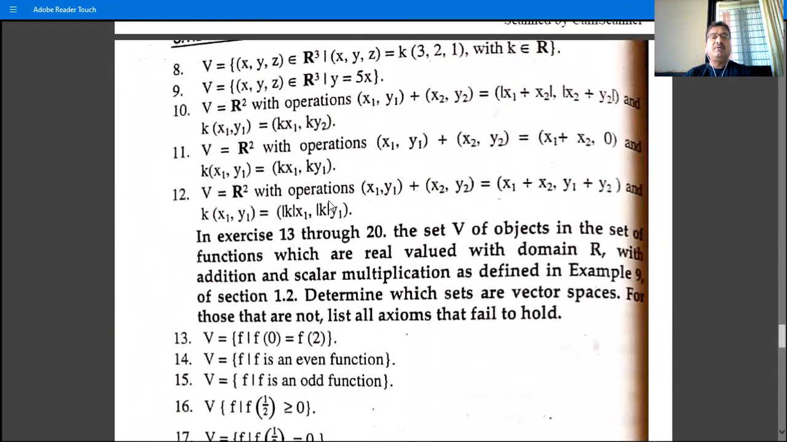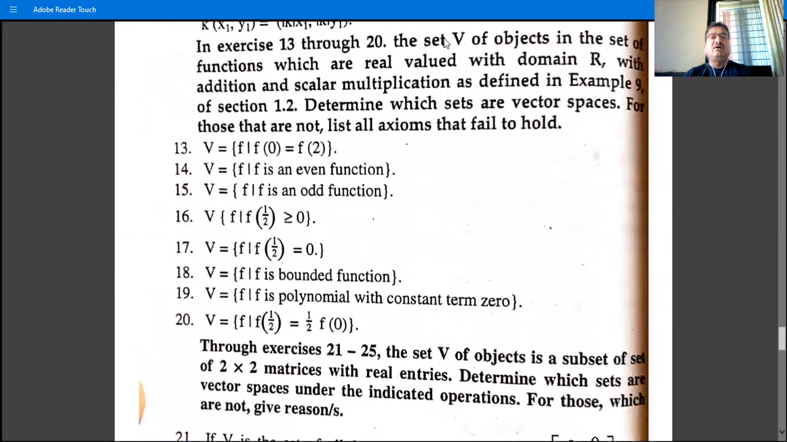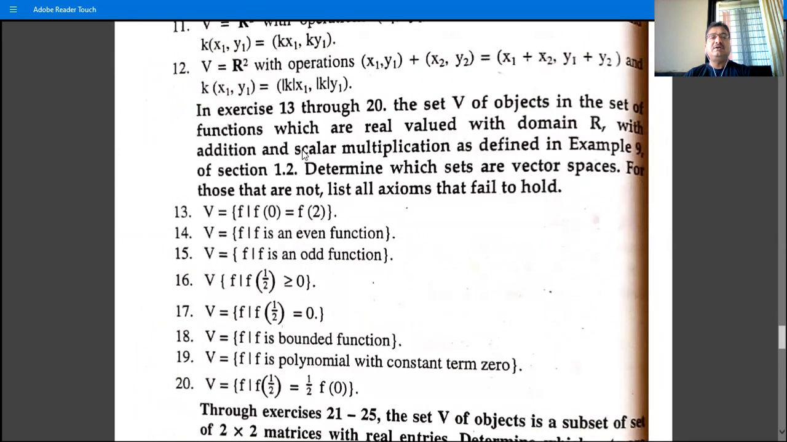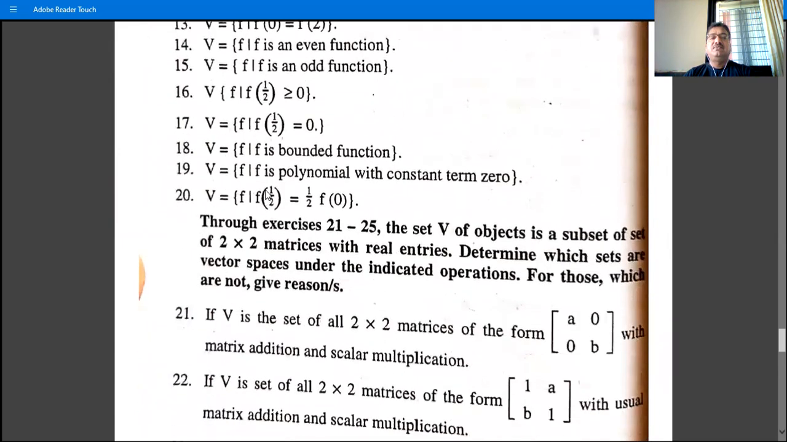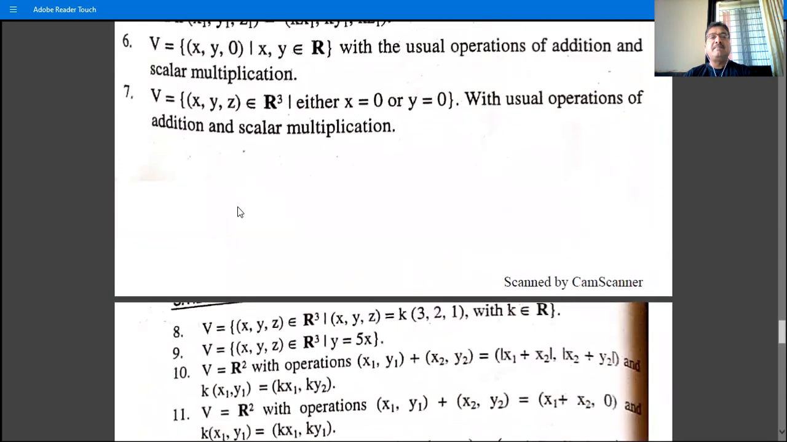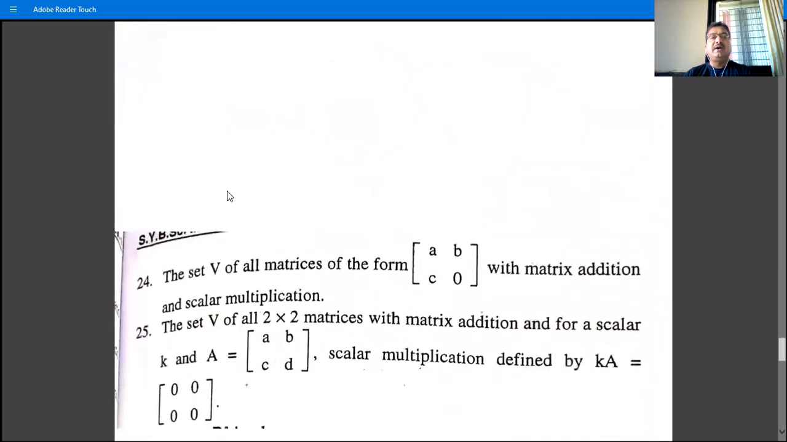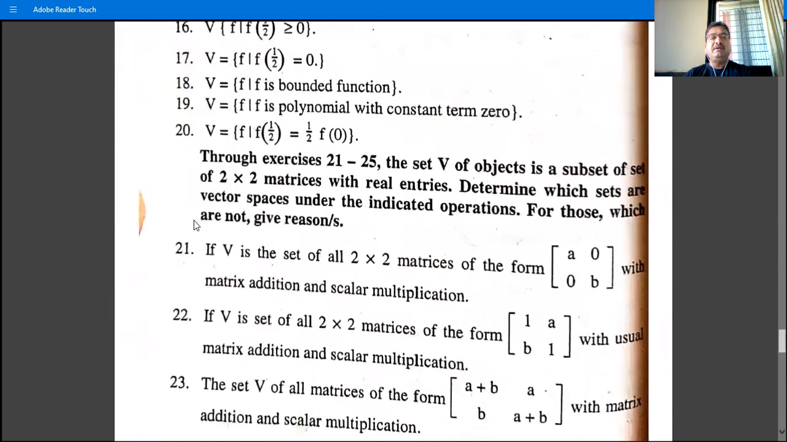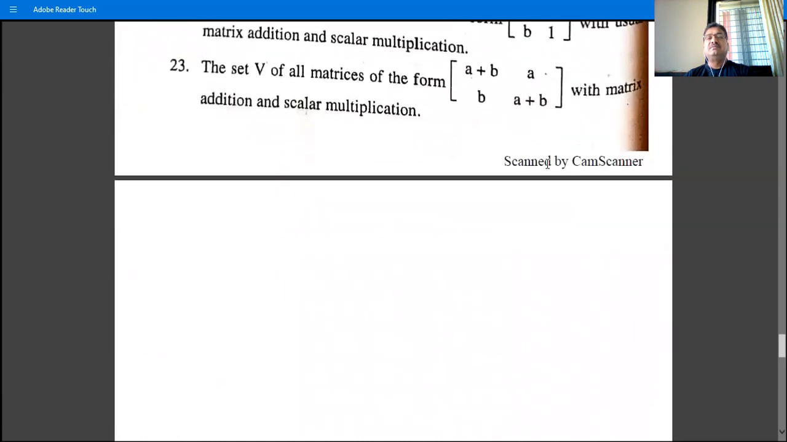Here is the problem. Up to 12, the problems are R square and R cube, that is the set of ordered pairs and the set of 3-tuples. And from 13, the problems have V as the set of functions. As far as the exam is concerned, these first 12 problems are important. Now from 21, the set V is the set of 2 by 2 matrices of different types.